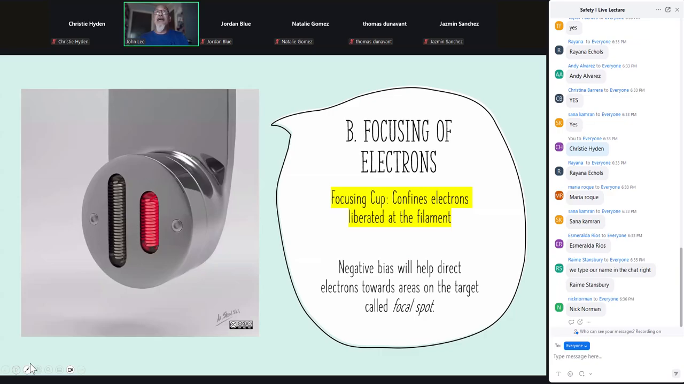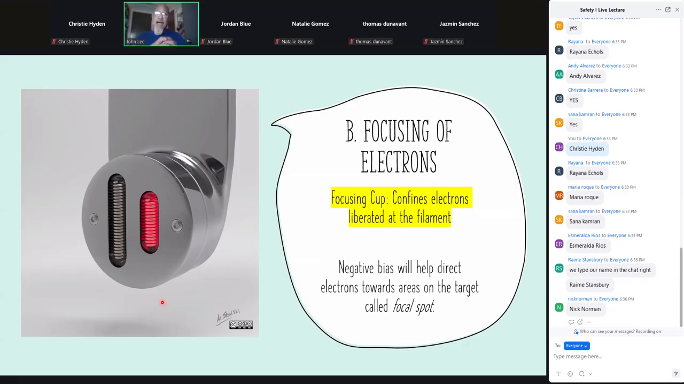And the focusing cup helps us keep those electrons closer together. Remember the law of electrostatics. Like charges are going to repel, unlike charges are going to attract. Well, we get all these negative charged electrons in that one small space. That little electron cloud is going to want to spread out away from the filament, but not too far, because again, the filament, that's where the electrons came from.